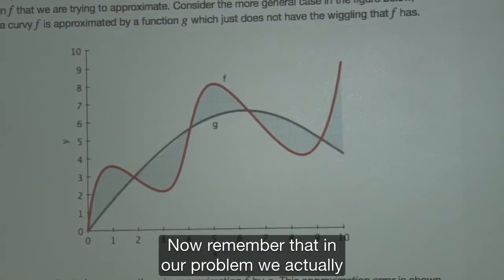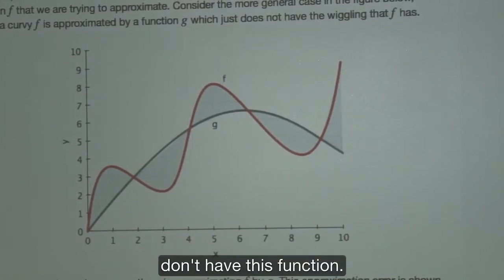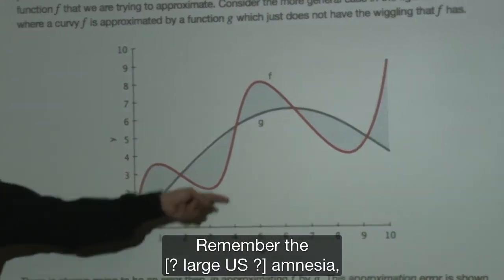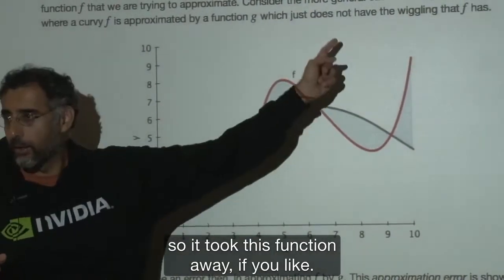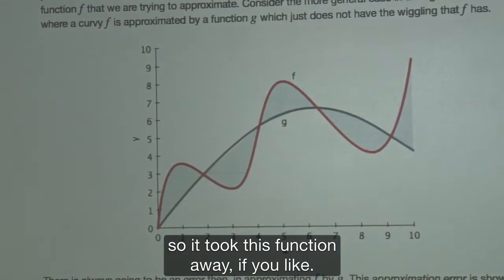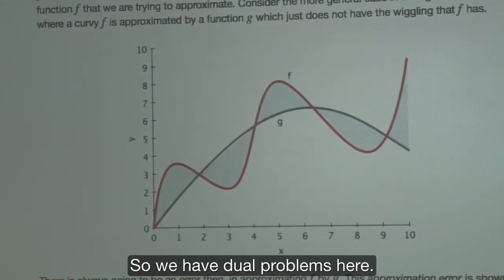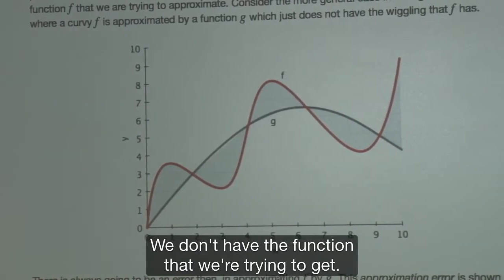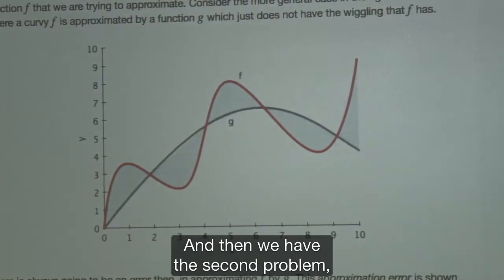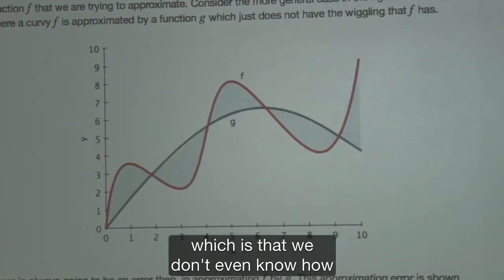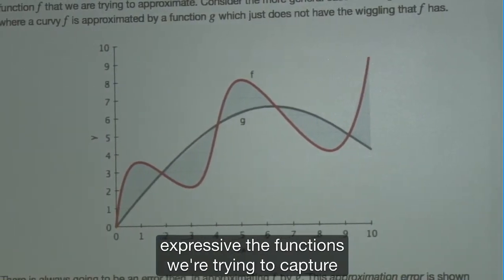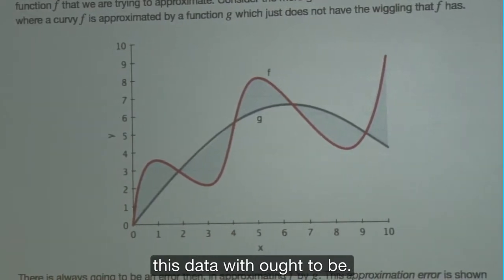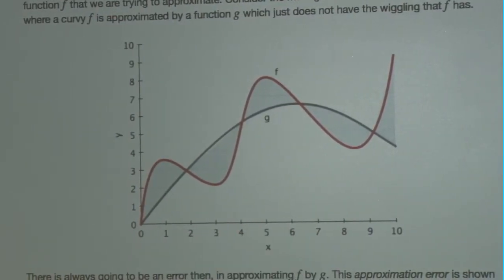Now remember that in our problem, we actually don't have this function. Remember, the Lord gave us amnesia, so he took this function away, if you like. So we have dual problems here. We actually just have data. We don't have the function that we're trying to get. And then we have the second problem, which is that we don't even know how expressive the functions we're trying to capture this data with ought to be. So we have to solve two problems here.